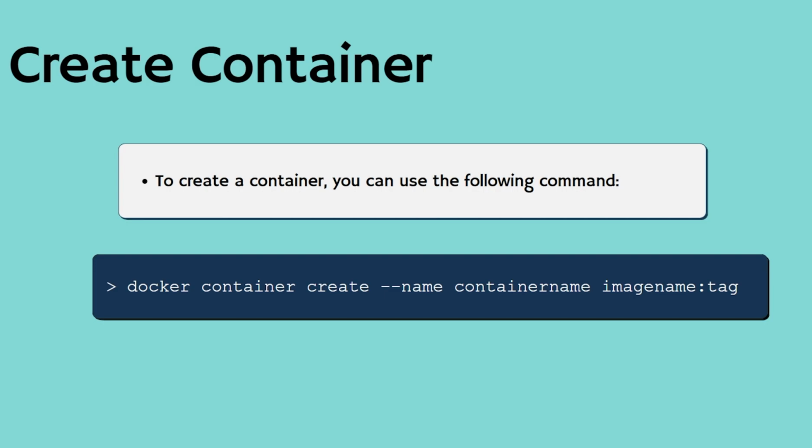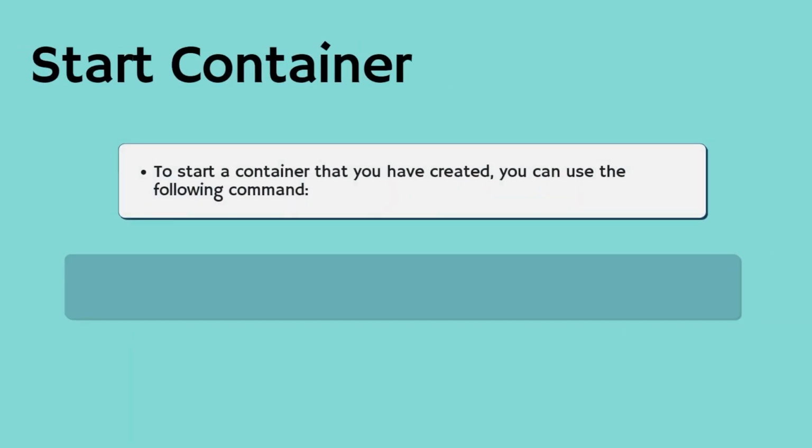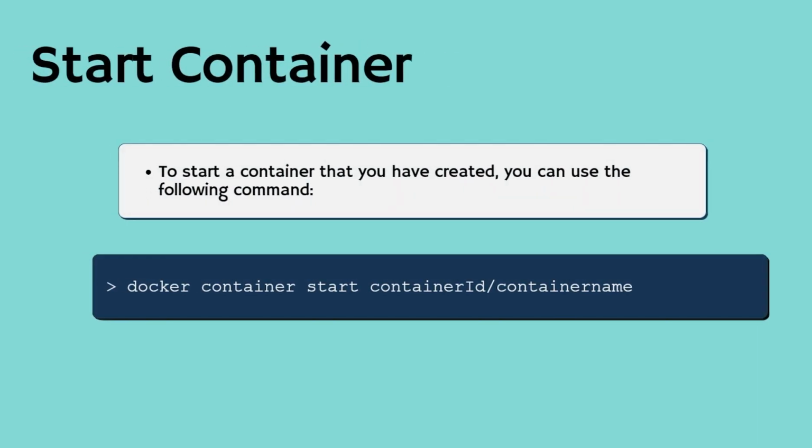To create a container, you can use the following command, docker container create --name container name, image name, tag. To start a container that you have created, you can use the following command, docker container start containerid / container name.